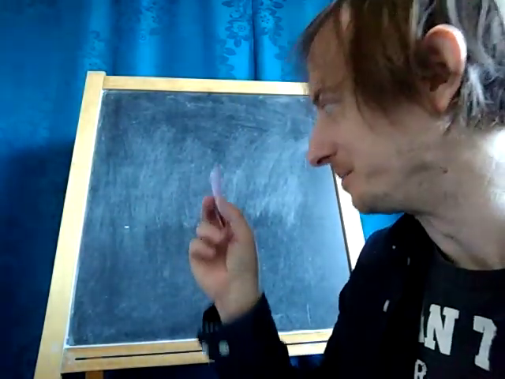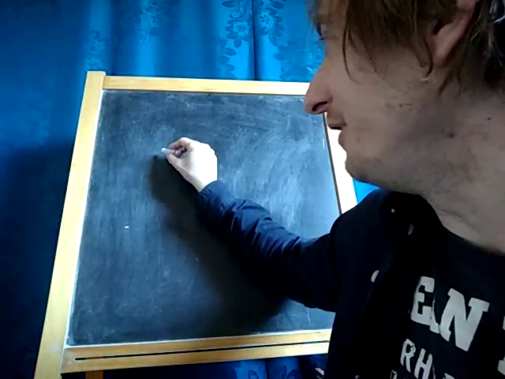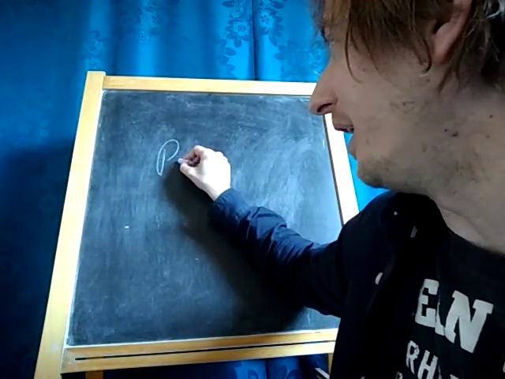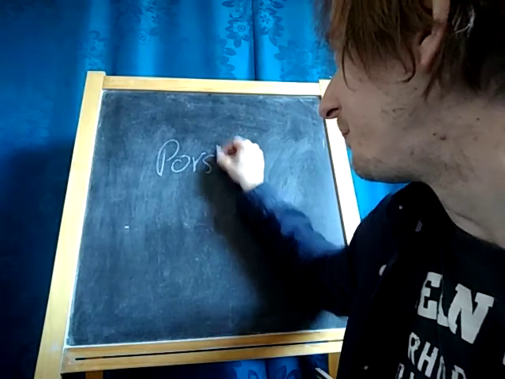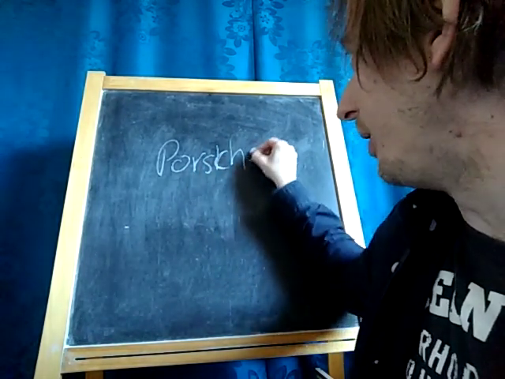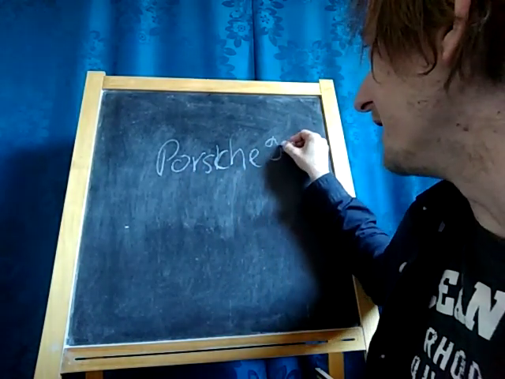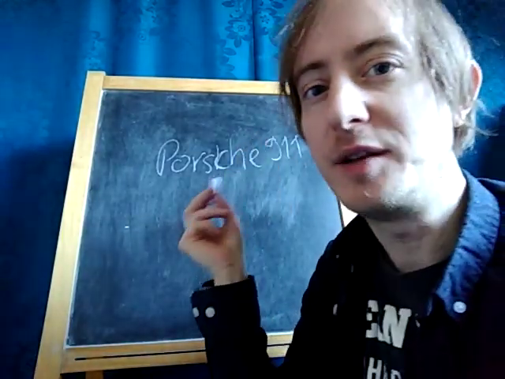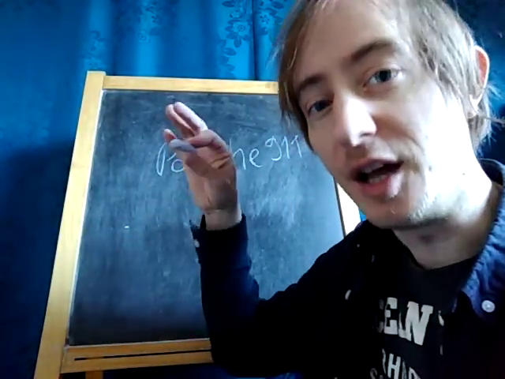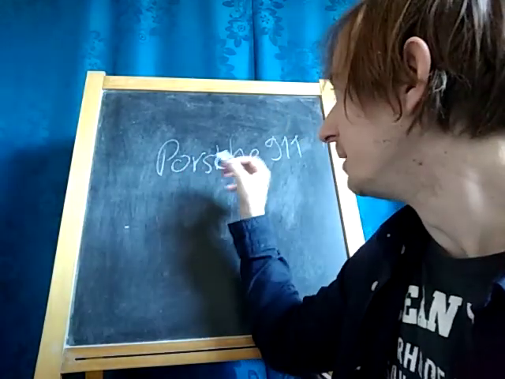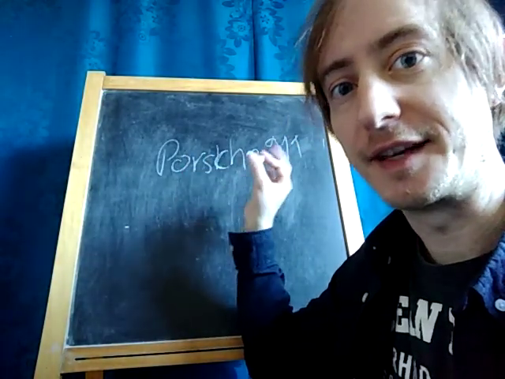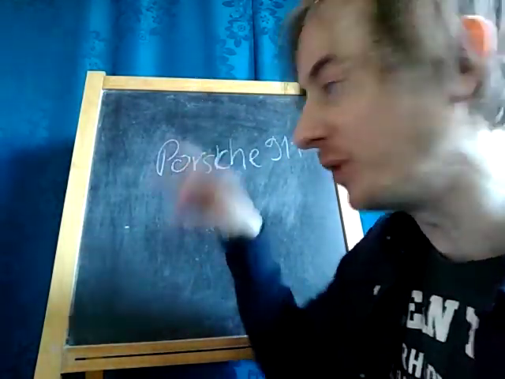Let's get started. So, if you look for the car Porsche 911, and then you go to the image search, you will see a lot of images of the Porsche 911. That's a certain type of Porsche. You will see only images of that car.